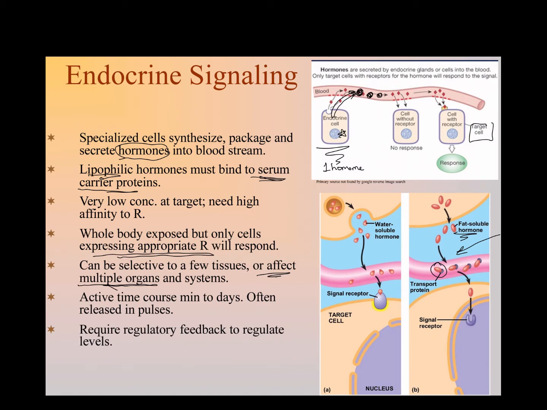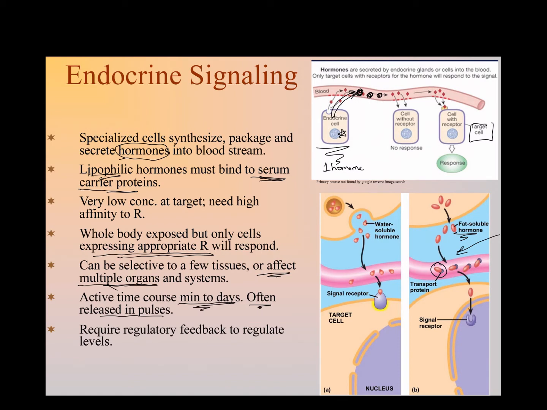Because this is in your circulatory system, the time course is going to be much longer than it would be for, say, synaptic transmission. So normally we see a time course of minutes to days for each of these. And oftentimes we'll see them released in pulses. So maybe every 5 minutes you'll get a release, or every 24 hours you'll get a release.